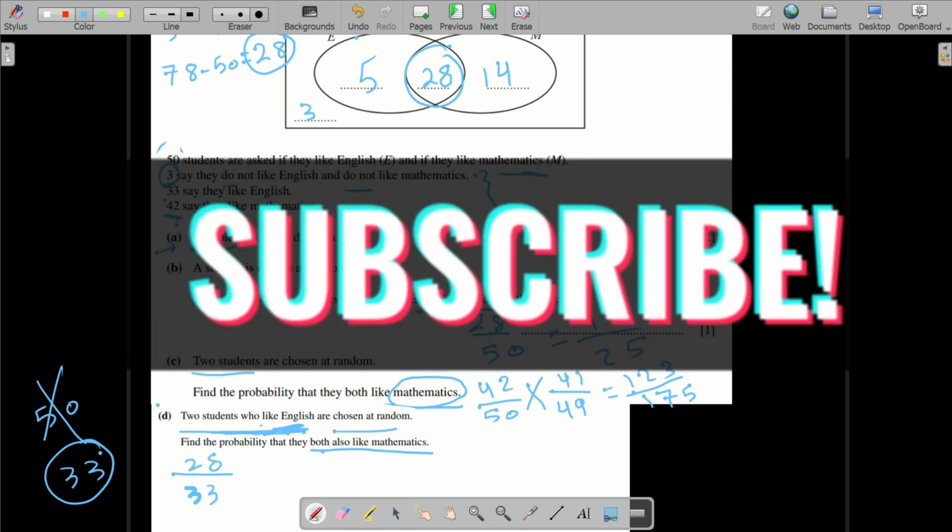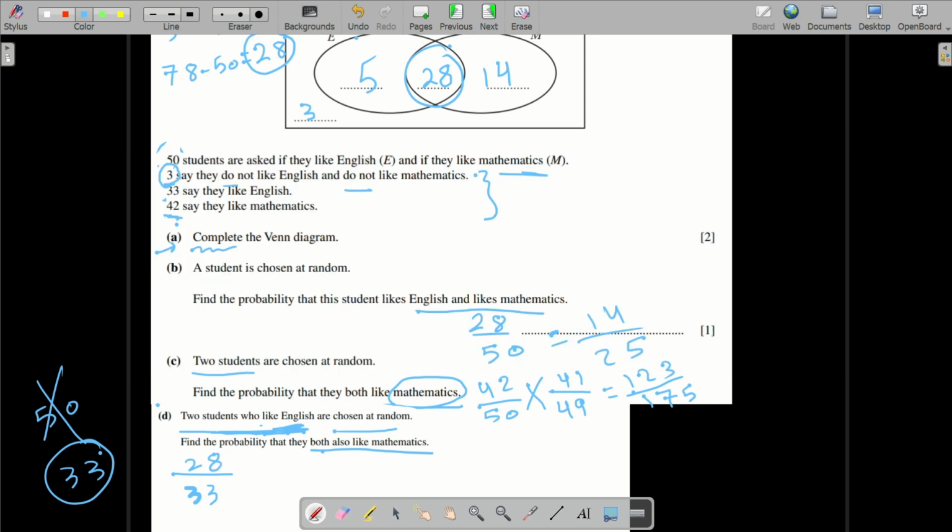28. Okay, remember, this is the probability of choosing the first student. Multiply, what is the probability of choosing the second student? Of course, the total number will be reduced by 1 to be 32, and the number of students also here will be reduced by 1 to be 27. And here your final answer is going to be 63 over 88.